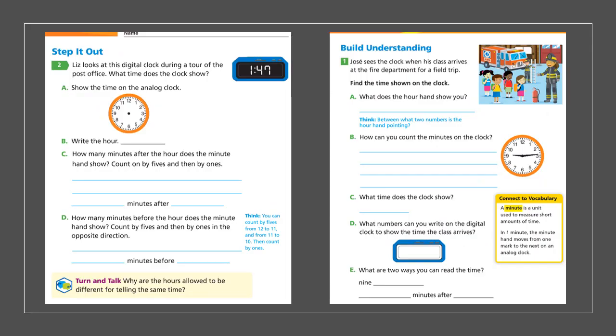Now let's take a look at the Step It Out. Liz looks at the digital clock during a tour of the post office. What time does the clock show? Let's think about it. 1:47. The hour is 1 o'clock. The minutes is 47. Okay. Show the time on the analog clock.